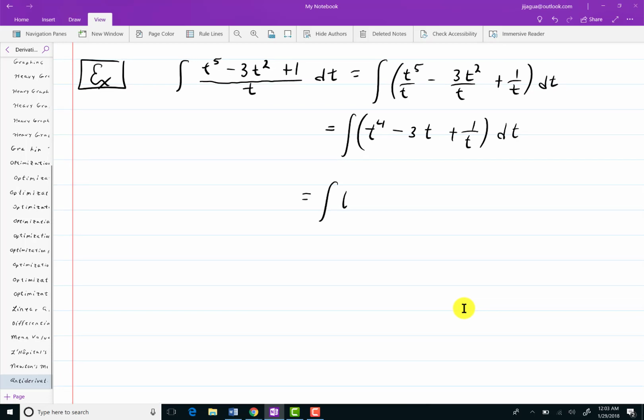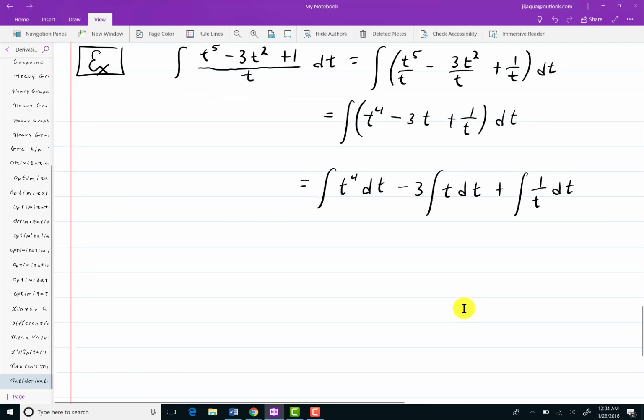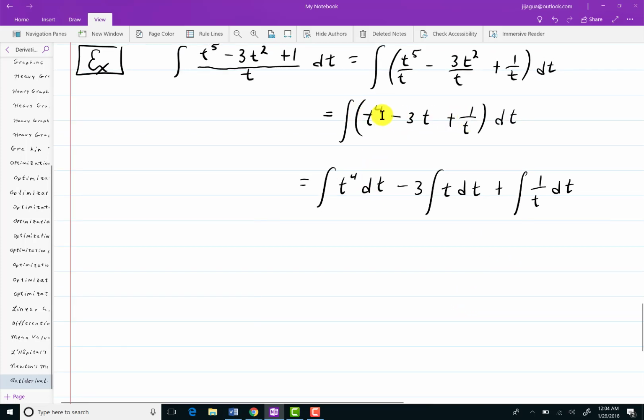So the t to the 4th becomes t to the 5th over 5. The t becomes t squared over 2, and the 1 over t becomes the natural log of the absolute value of t. Now, what I'm doing here is I broke it up into 3 integrals because you can, but I don't advise doing it this way. But if you want to apply each of the rules individually, maybe this isn't something that you need to do.